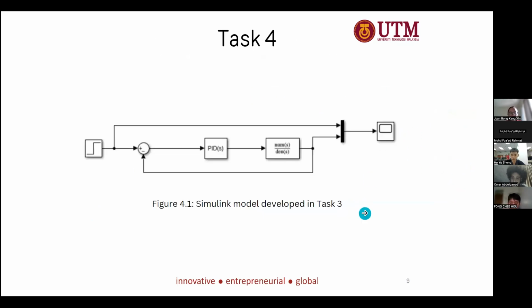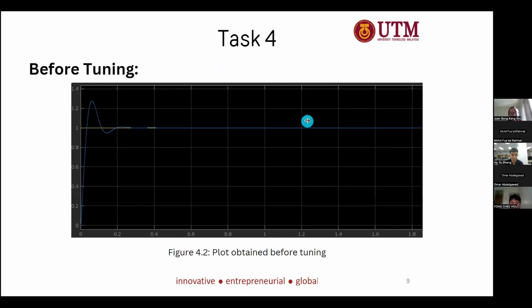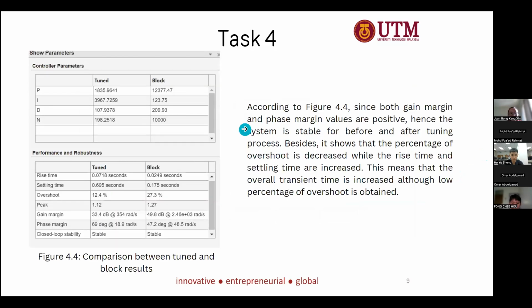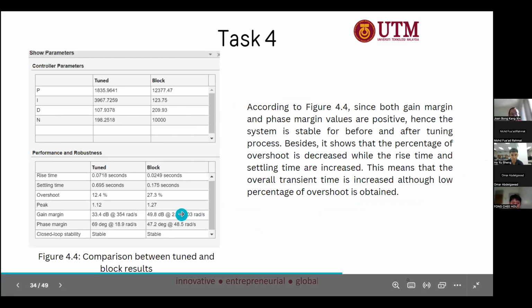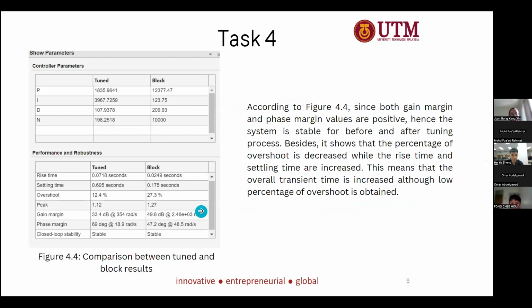So for task 4, we use the Simulink model that we developed in task 3, with the parameters calculated in task 3. This is the plot obtained before tuning and after tuning. Looking at the system parameters, both the gain margin and phase margin for the before and tuned results are positive, and the gain crossover frequency is larger than the phase crossover frequency. Hence the system is stable both before and after the tuning process.